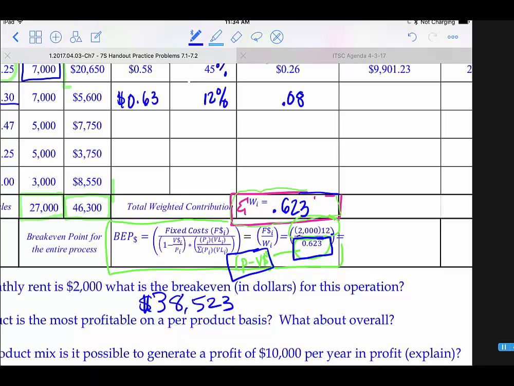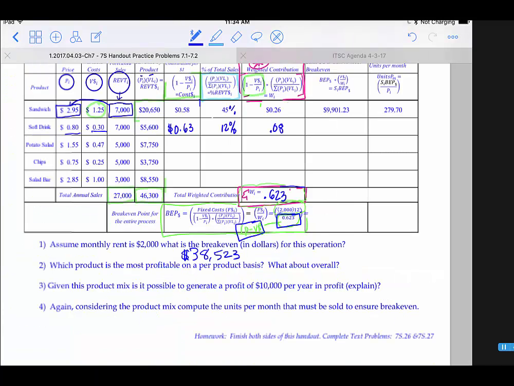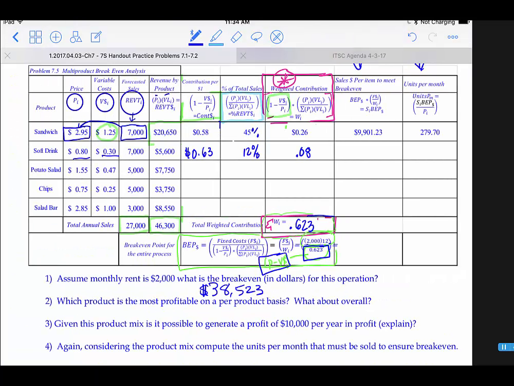So if we go back over here and look at our original estimate for total revenue, we see that it's actually $46,300. And so the first question is, are we even breaking even? And yes, we are able to break even. So we have the calculation for the break even, and yes, we are breaking even.